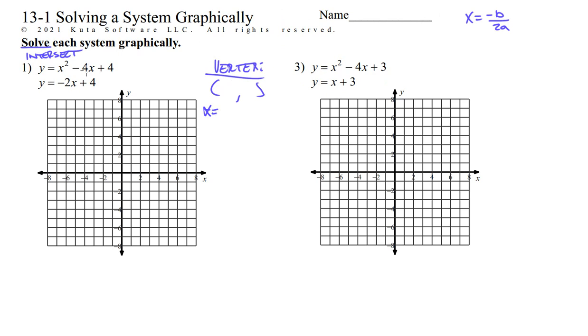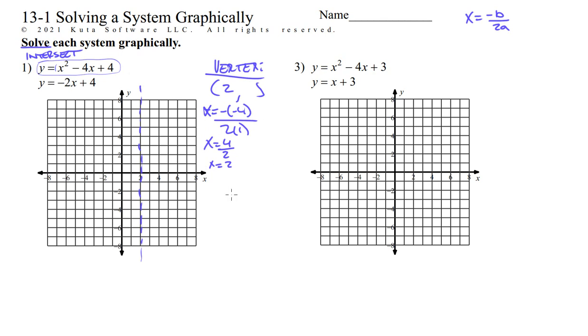So we get x equals negative 4 over 2 times a. Remember, we're just dealing with this equation right now. We'll deal with that one later. So negative 4 is our b and 1 is our a. So we get x equals 4 over 2. So x is 2. So we've got an axis of symmetry right here at 2.